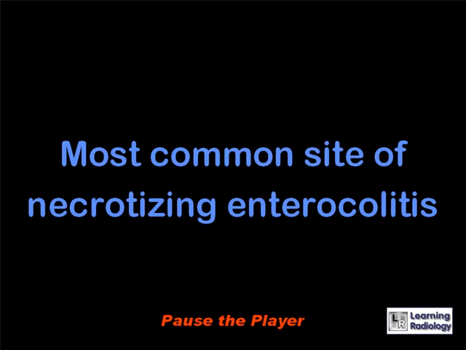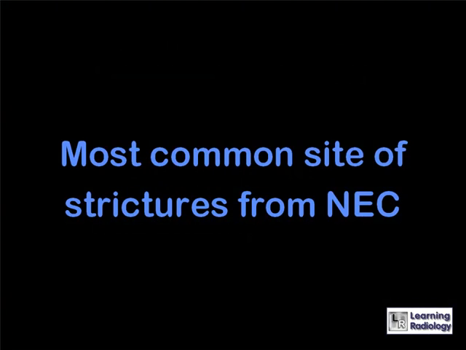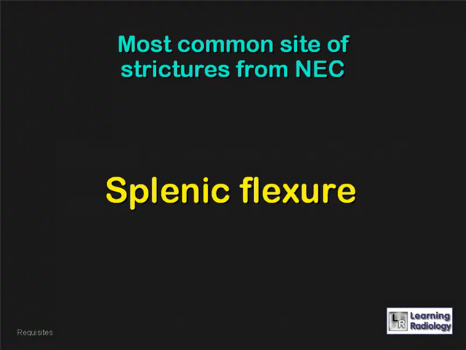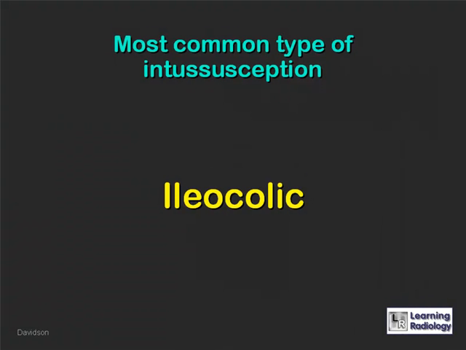Gastrointestinal. What is the most common site of necrotizing enterocolitis? The distal ileum or ascending colon. What is the most common site of a stricture from necrotizing enterocolitis? The splenic flexure of the colon. What is the most common type of intussusception? An ileocolic intussusception.